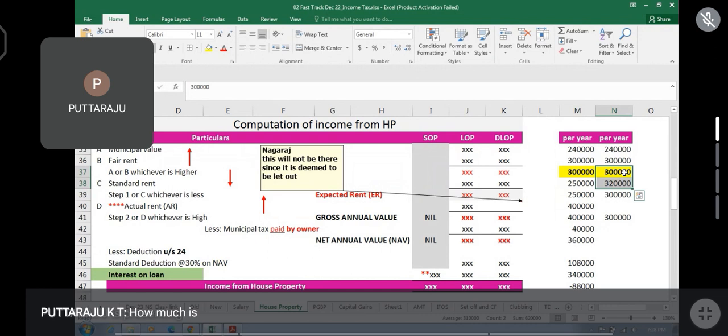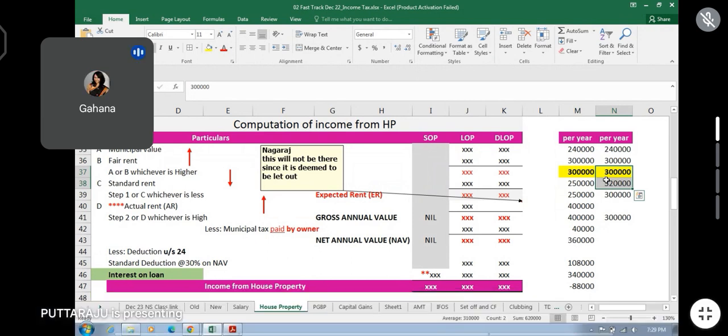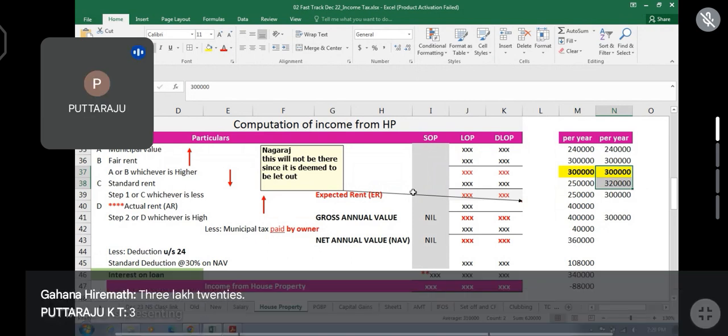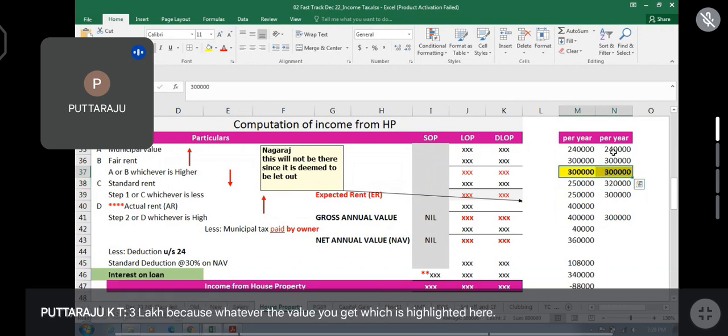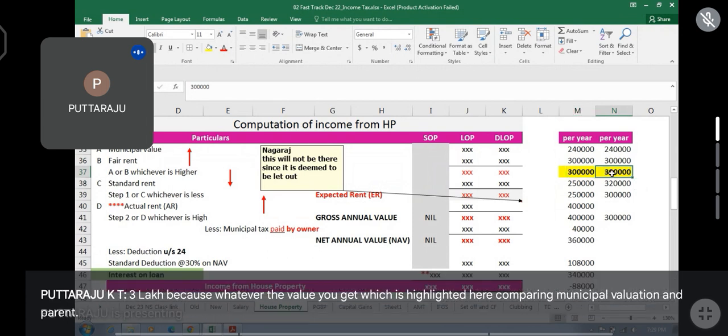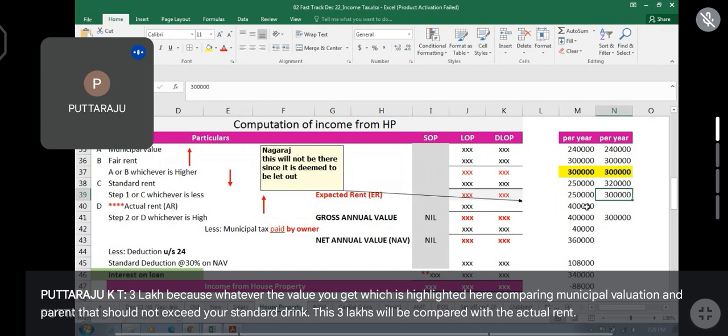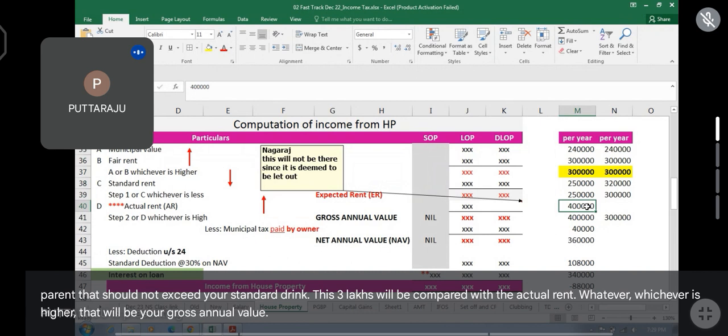How much is expected rent in this case? 3 lakh 20, sir. 3 lakh. Because whatever the value you get, which is highlighted here, comparing municipal valuation and fair rent, that should not exceed your standard rent. This 3 lakhs will be compared with the actual rent. Whichever is higher, that will be your gross annual value. Understood?